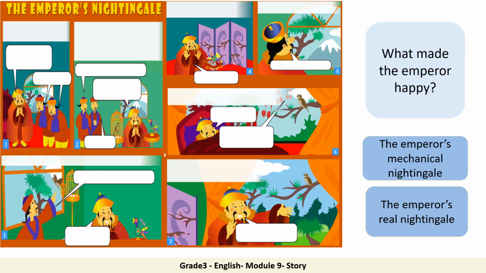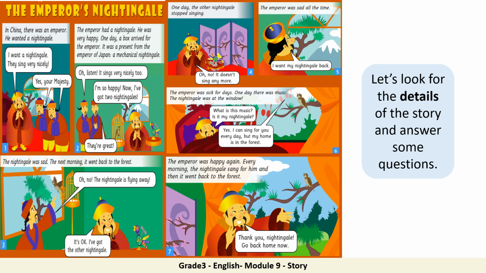So, after you watched the story, can you tell me what made the emperor happy? Great job! The emperor's real nightingale. Now, let's practice the main skill for today's lesson, which is reading, and look for the details of the story by answering some questions.